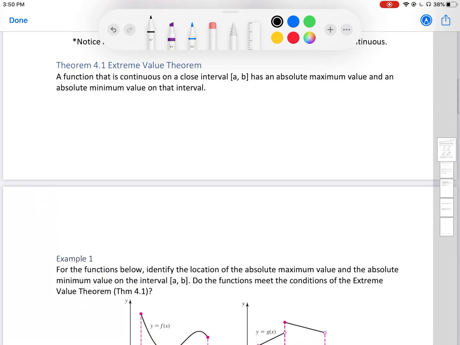Theorem 4.1, Extreme Value Theorem. A function that is continuous on a closed interval [a, b] has an absolute maximum value and an absolute minimum value on that interval. So remember, it needs to be continuous, meaning a cheat way to remember a continuous function is that when you draw it, you never lift up your pencil. That's a way to consider something that's continuous. It also has to be closed, meaning there aren't any open parts to our function.